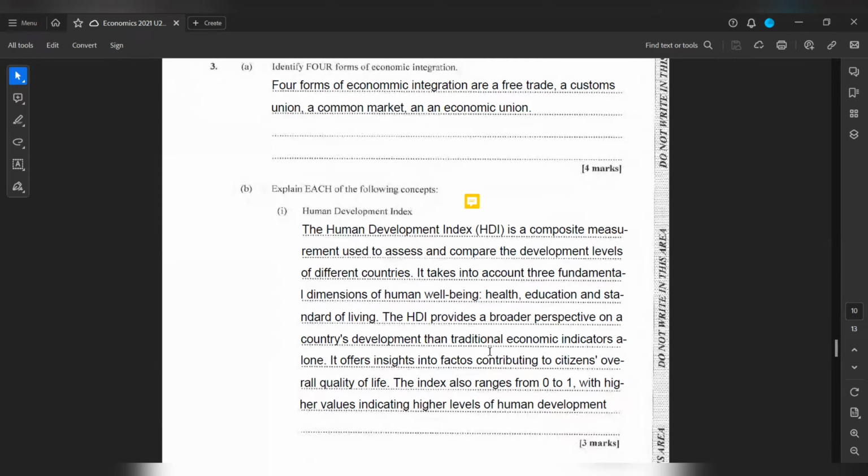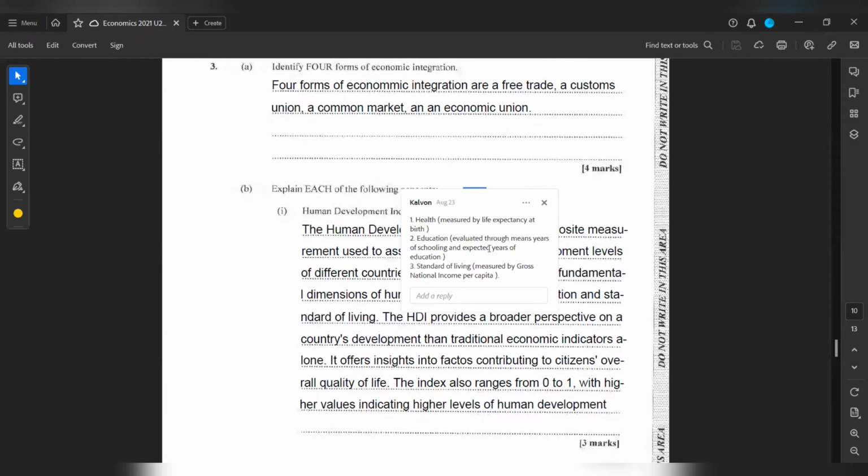The HDI provides a broader perspective on a country's development than traditional economic indicators alone. It offers insights into factors contributing to citizens' overall quality of life. The index also ranges from 0 to 1, with higher values indicating higher levels of human development. And we should know that health is measured by life expectancy at birth. Education is evaluated through mean years of schooling and expected years of education. And standard of living is measured by gross national income per capita.